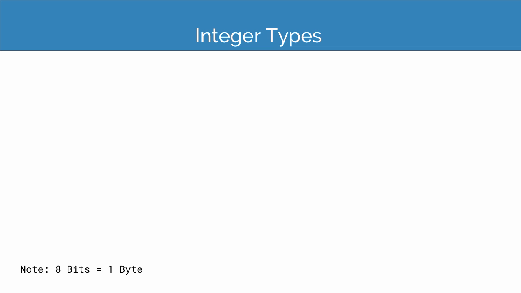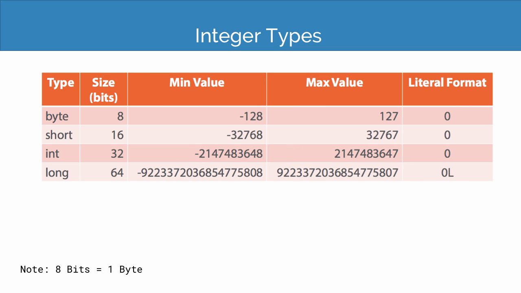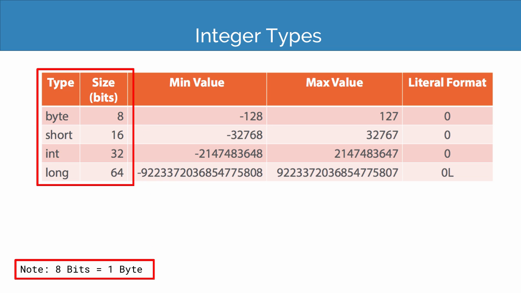Let us now summarize our topic of data types and variables in Java. So in this topic, we learnt about various data types, among which the first is the integer types. In case of integer types, we checked out the byte, short, int, and also the long. Now these are all the size of these data types in bits. Make a note, 8 bits equal to 1 byte.